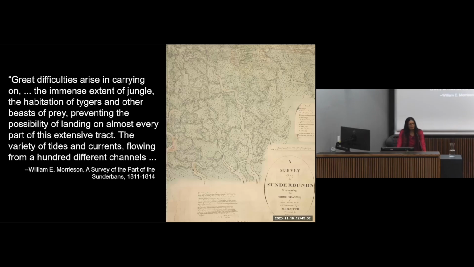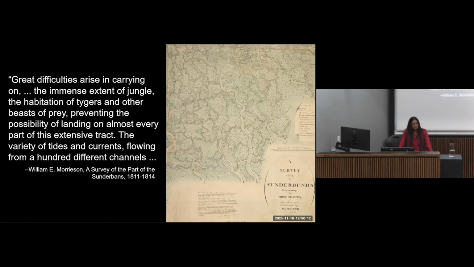Now, this map here doesn't have those annotations. And when I first encountered this in the British Library, it's a beautiful map, right? We can agree that it's a beautiful drawing, right? And this is what one of the authors, the brothers Morrison who were doing the survey of the Sundarbans, wrote.